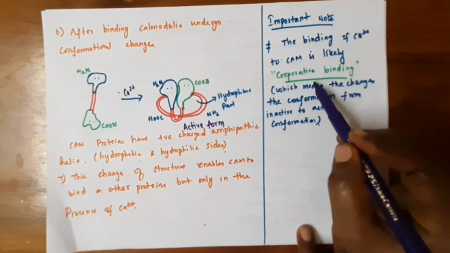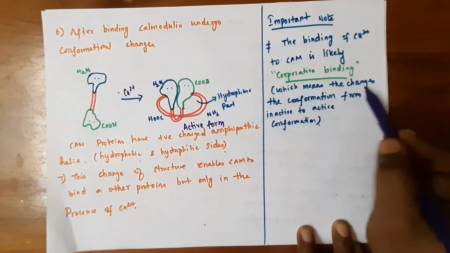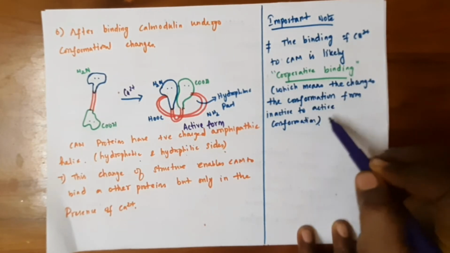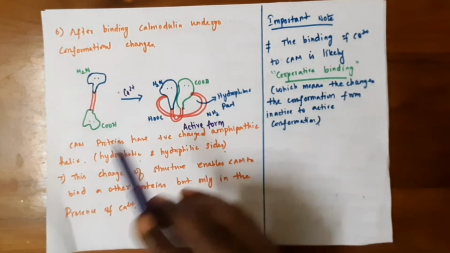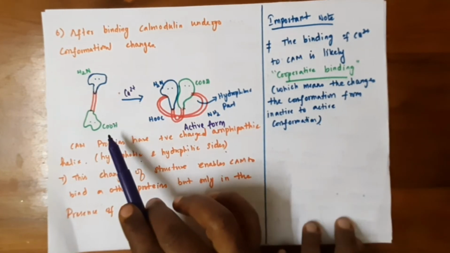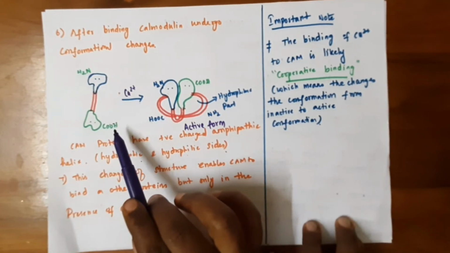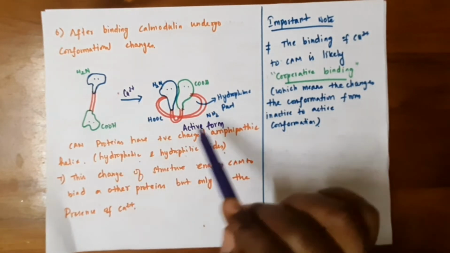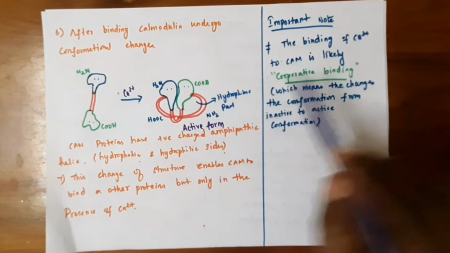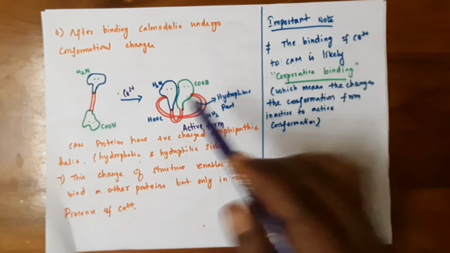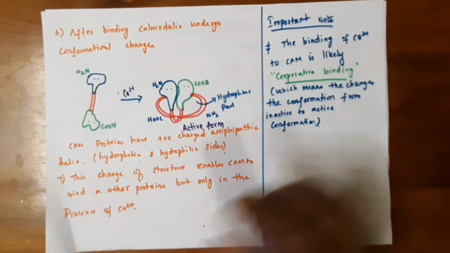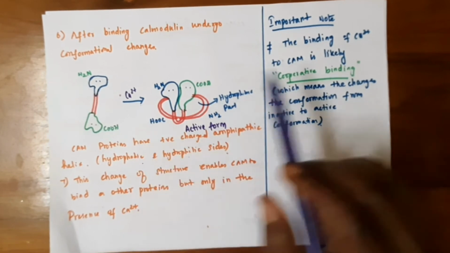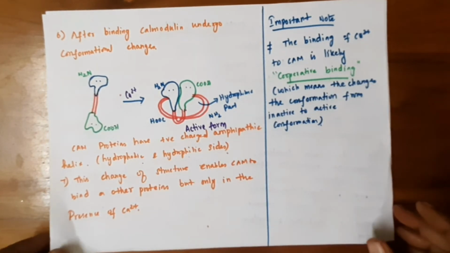So what is meant by cooperative binding? It means a change in conformation from the inactive to the active form. As I told you already, before binding, the calcium modulator protein was in the inactive form. After it binds with calcium 2 plus, it is converted into the active form, which triggers several biological reactions and roles in the living system. So this calcium modulator protein has cooperative binding in the protein part.